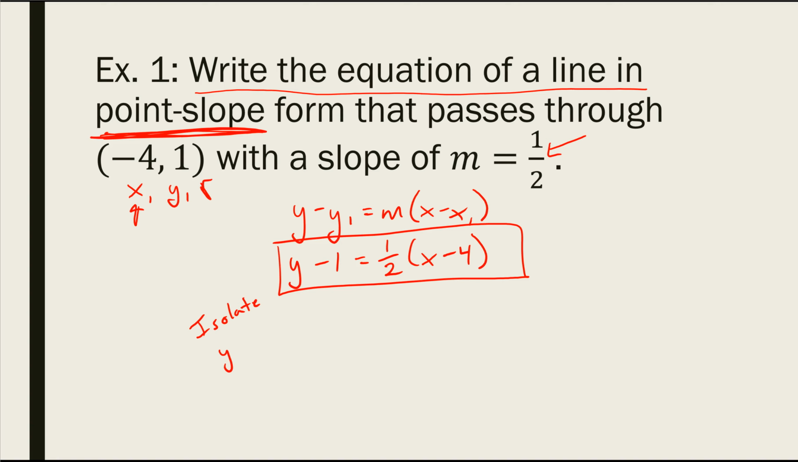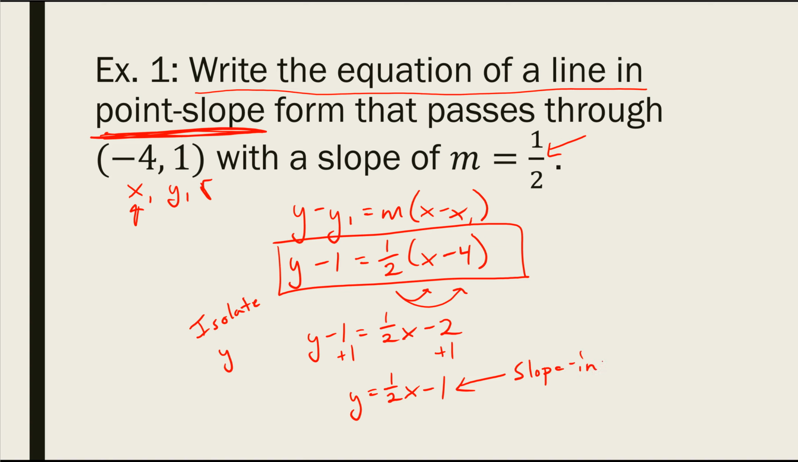To isolate the y, first I'd probably distribute the 1/2 through. So y minus 1 equals 1/2 x. What's 1/2 of -4? Oh, -2. Whenever you're multiplying something by a half, just think literally what is half of that number. And then finally, I would add 1 to both sides, so y equals 1/2 x minus 1. This would be the equation of the line in slope-intercept form, and sometimes I'll ask you for that.